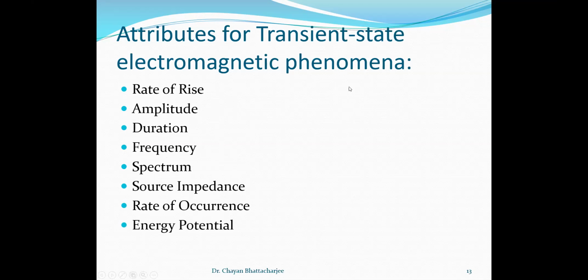And for transient state disturbance, electromagnetic phenomenon, what you have to find? Rate of rise. If rate of rise is very sharp, very small, then the disturbance impact is also high. Amplitude, you want to know. Duration, frequency, spectrum.